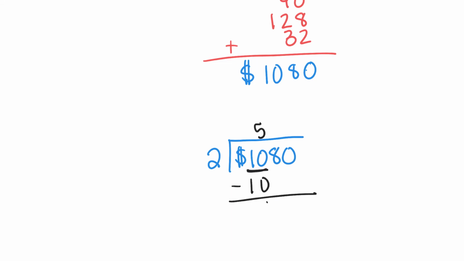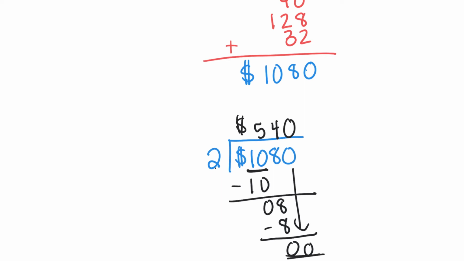Now, in order to figure out what her share is, we're going to divide that by 2. 2 goes into 10 5 times, which is 10. Subtract gives you a 0. Carry your 8. 2 goes into 8 4 times. And then 2 times 4 is 8. Subtract gives you 0. Carry your 0 down. And we still have that place value. So 2 goes into 0 0 times. So Gloria's share for her expenses is $540.